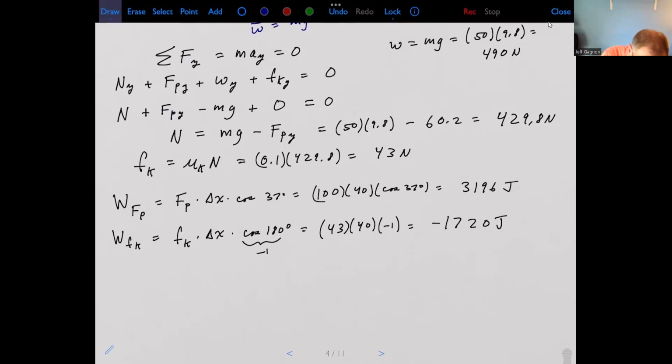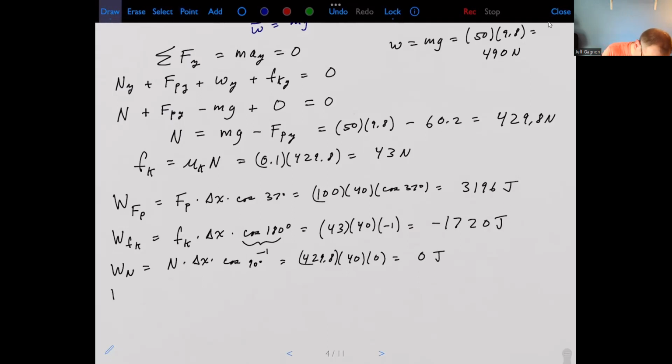Okay, so again, this is important here. The friction opposes the motion and it does negative work. Notice that negative sign there. It does negative work on the object. Now, what about the work done by the normal force? Well, that's going to be the normal force times the displacement times cosine, but the angle between the normal force and the displacement is 90 degrees. And cosine of 90 is 0, right? So this is going to be the normal force, which is 429.8 times the displacement, but none of that really matters because cosine of 90 is 0, so that's just going to be 0 joules. Because the normal force is perpendicular to the displacement, it doesn't do any work.